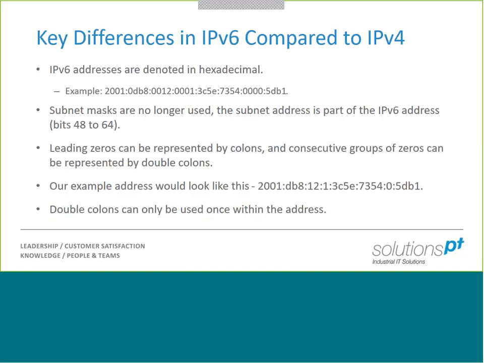So we don't have this concept of subnet masks anymore. They are embedded within the address. So when you configure an IP address, you'll configure your IPv6 address and your gateway. You won't configure a mask.